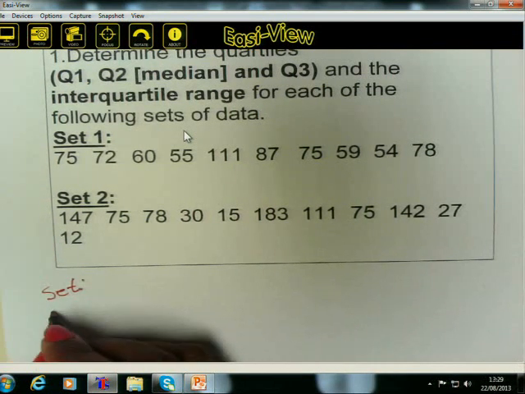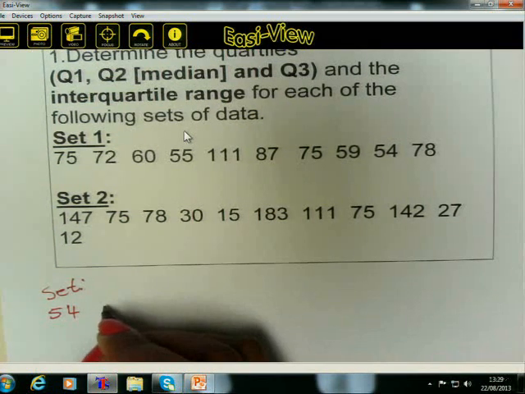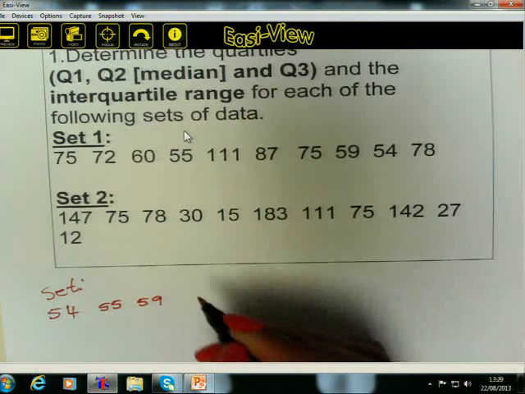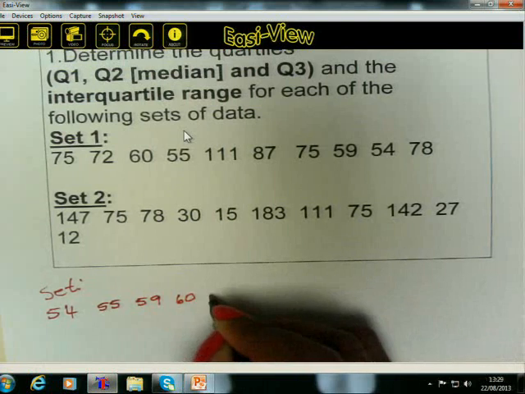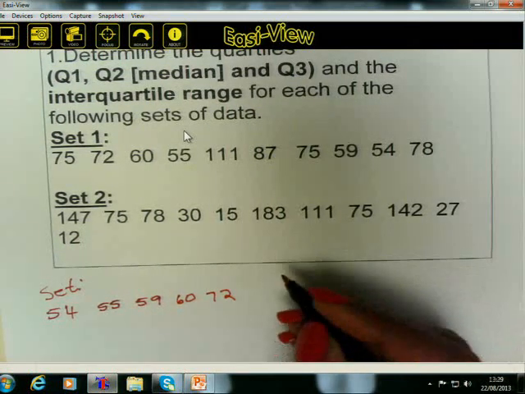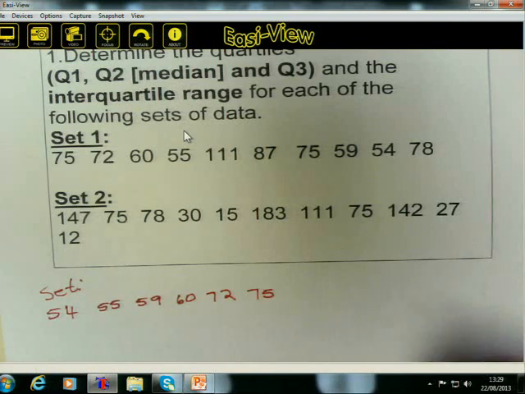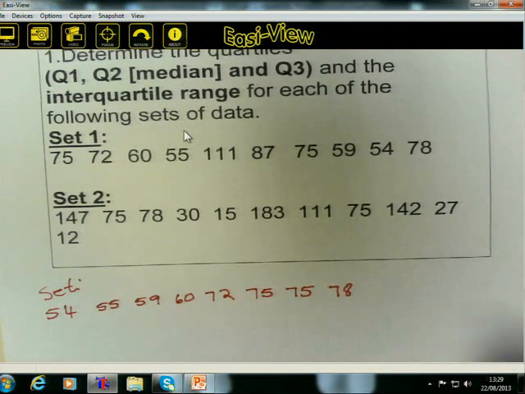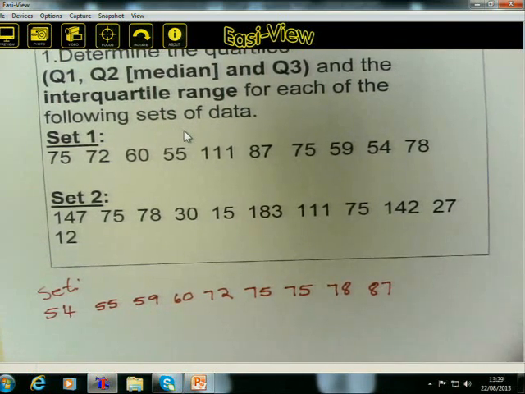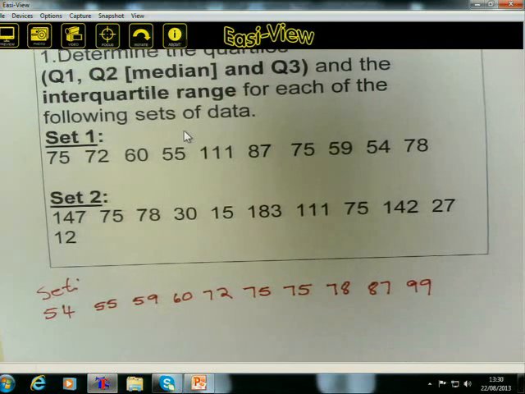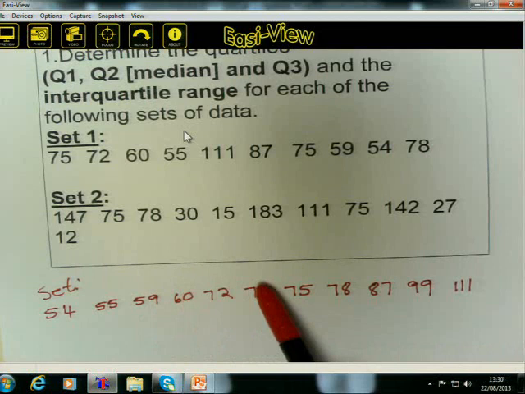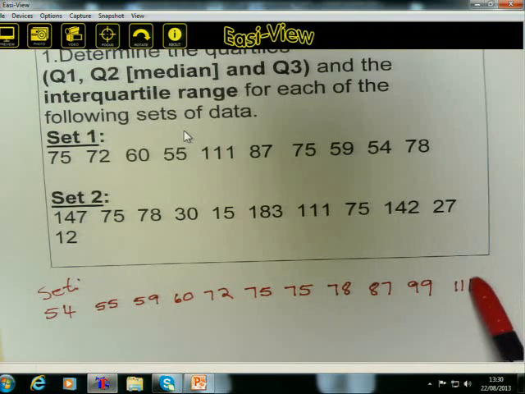The smallest value in that data set will be 54, followed by 55, 59, 60, 72, 75, another 75, 78, 87, 99, and then lastly 111. Let's count how many numbers. 1, 2, 3, 4, 5, 6, 7, 8, 9, 10, 11.